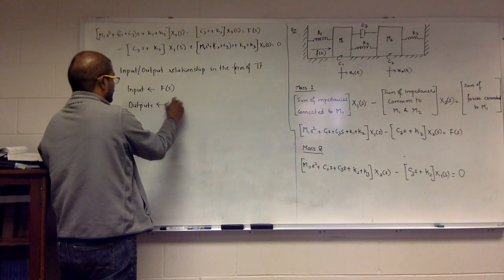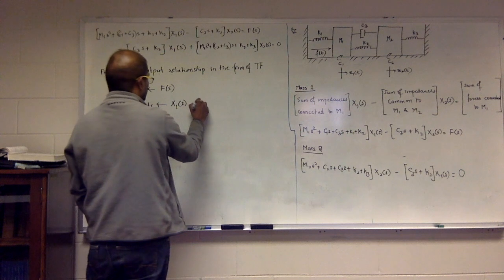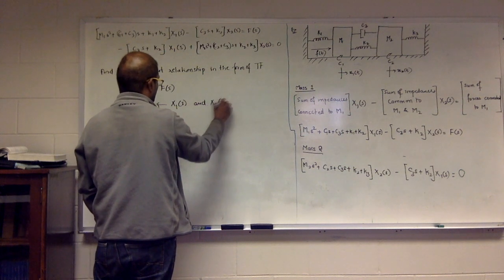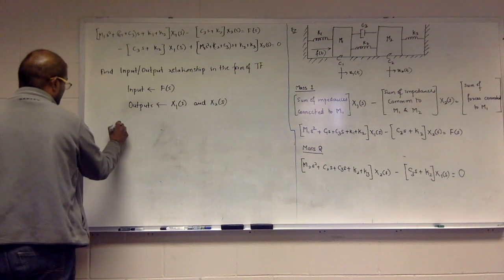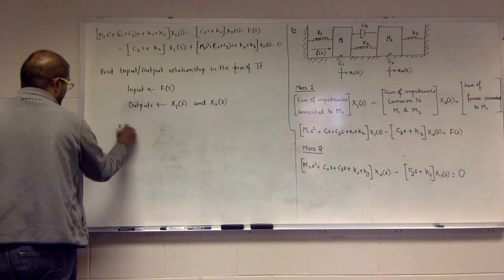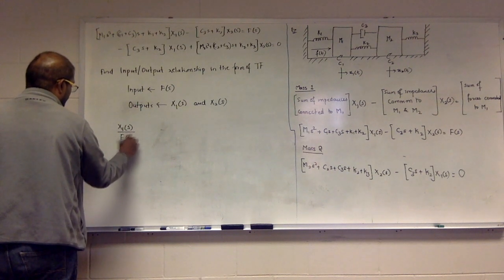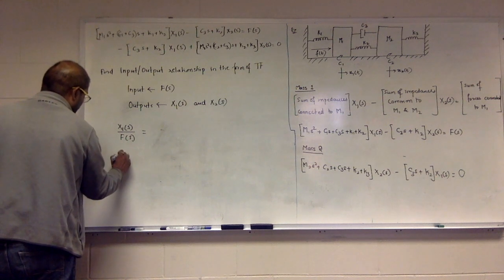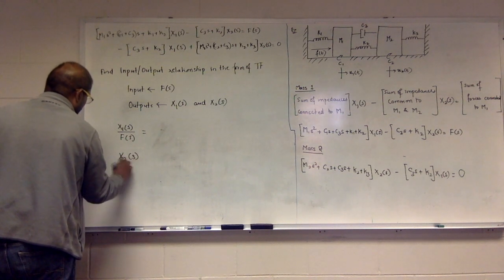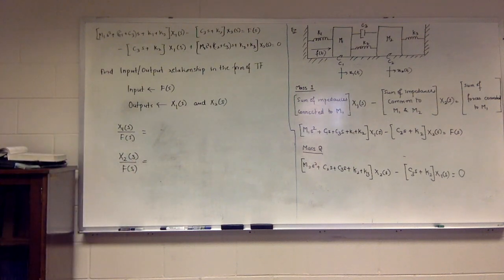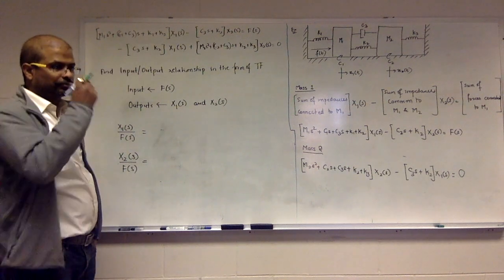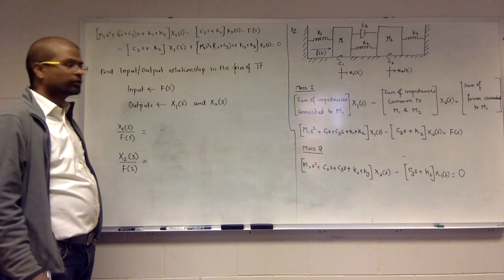What are the outputs? It is x1 of s and x2 of s. Typically, you will be required to find what x1 of s divided by f of s is, or x2 of s divided by f of s. So you have to solve for this essentially. Solve the simultaneous equations.